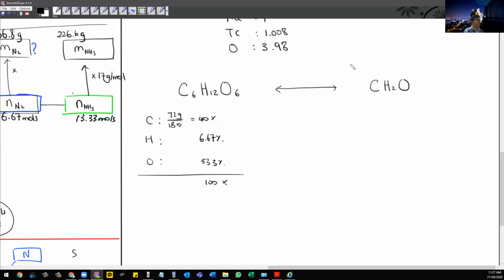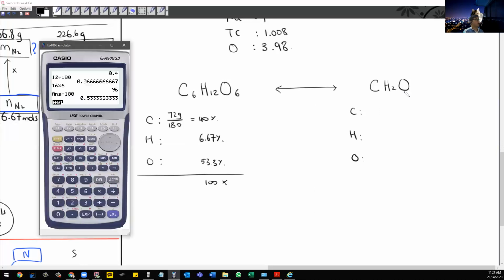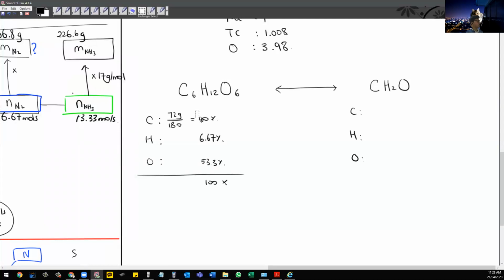Now let's talk about this one over here: carbon, hydrogen, oxygen. The total mass of that molecule is just 12 plus 2 plus 16, so that's 30. So it's 12 over 30, that's 40% still. And then 2 over 30, that's the same thing. And then 16 over 30, you get 53.3%. So you get exactly the same percentage for this molecule.